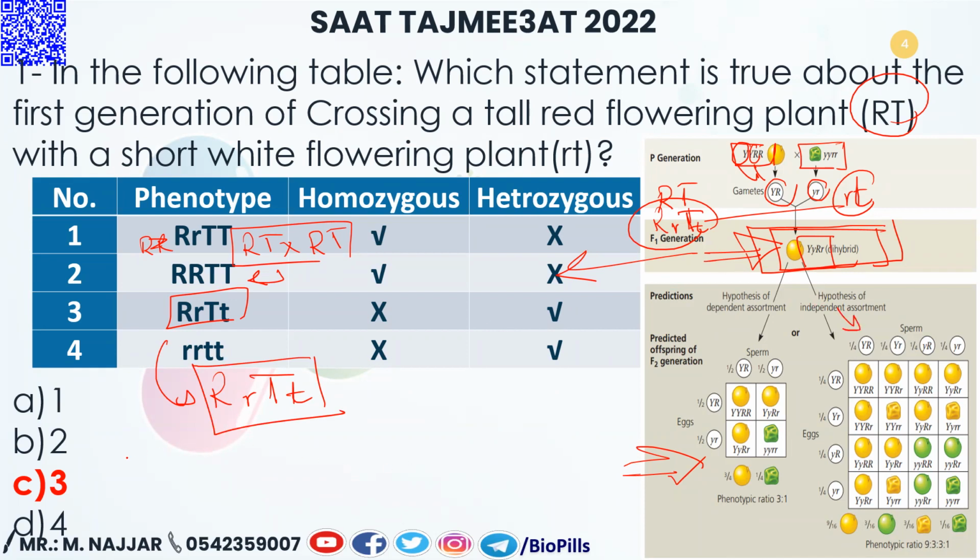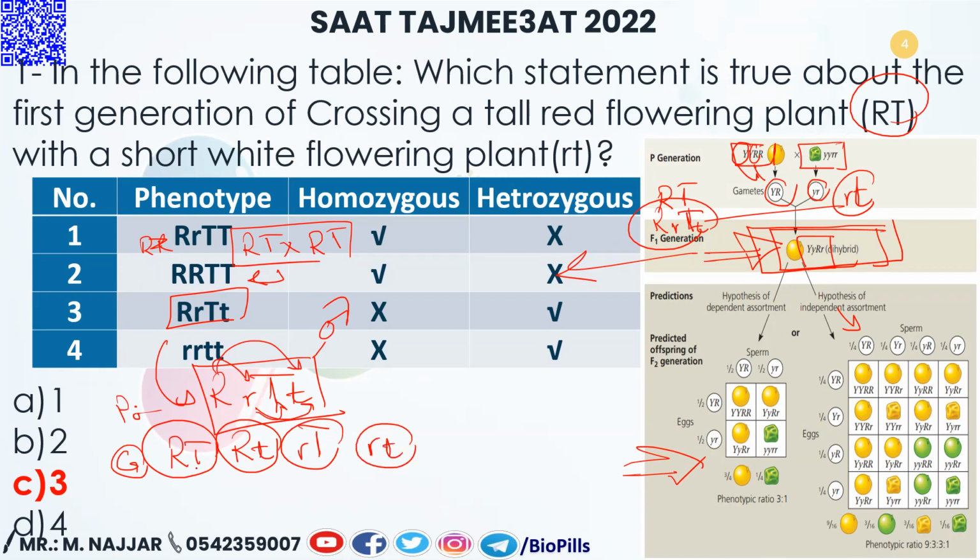Here are the gametes of the parents. So R capital with T capital, so R capital T capital in one sperm cell, if we assume that this is the male, and R capital with T small, so another R capital T small, and then R small with T capital, so R small T capital, then R small with T small, R small T small. This is for the male, and here we cross with a female, which will also be R capital R small T capital T small.